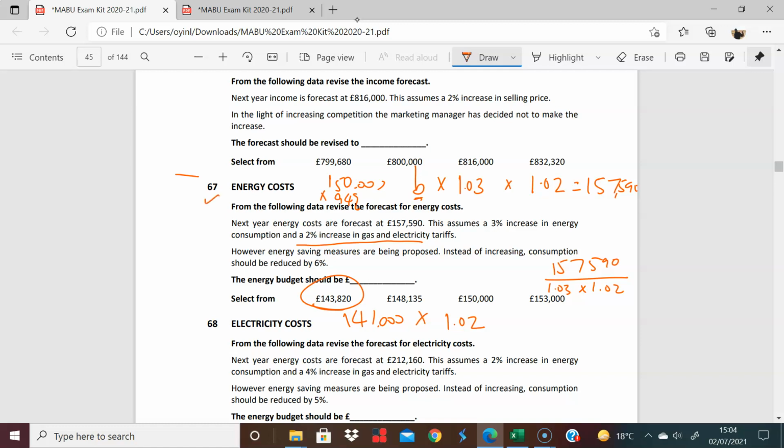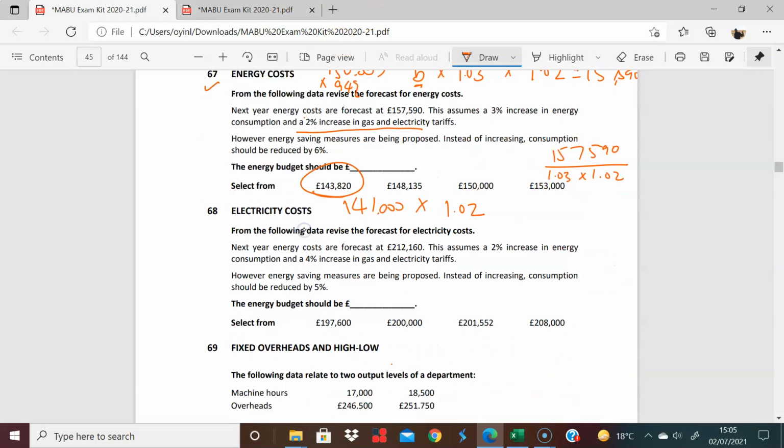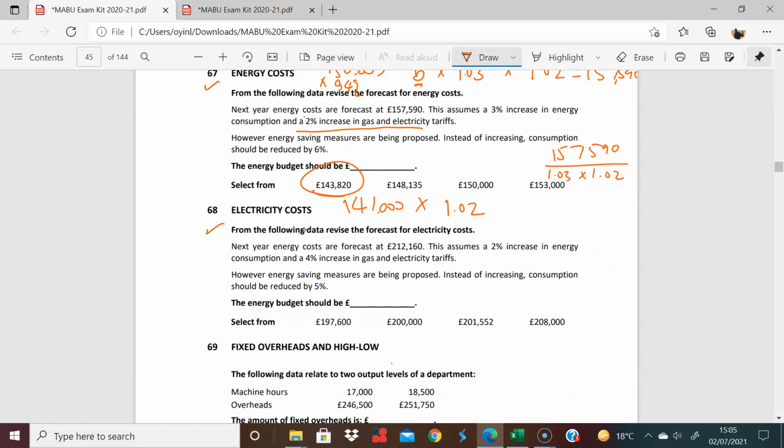So this should help you deal with 67, 68 for those two. So you can practice on this one as well. Cool, great stuff. And that's 67 and 68.